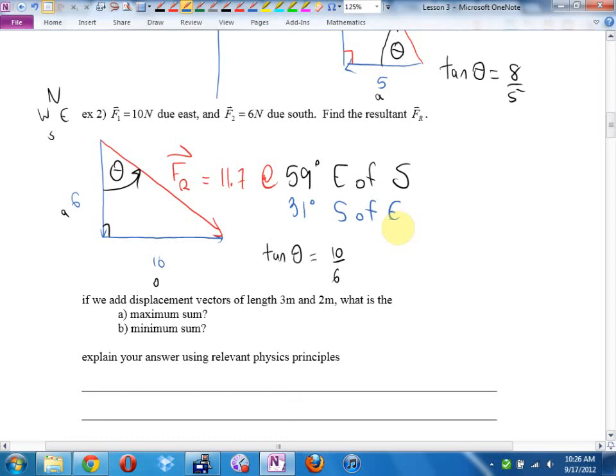Usually I draw them in the order that they give them to me, and so I would have drawn the 10 east plus the 6 south, but I tried to do it differently on purpose just to remind you that our diagrams can look different and still end up in the same place. I got 14 degrees, tan theta, 10 divided by 6. So 10 divided by 6? Brackets. Yep.